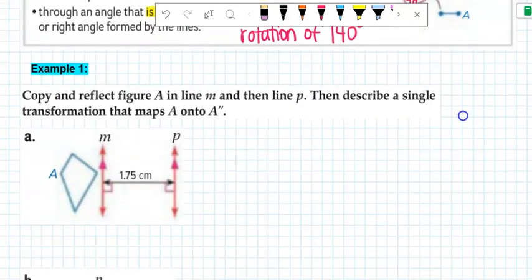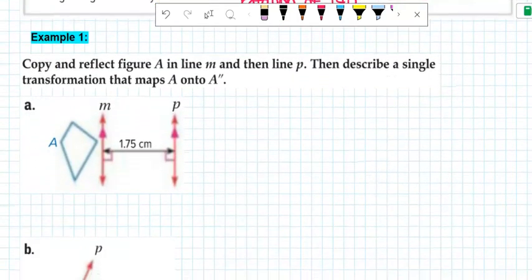Okay, so let's do a little bit of practice here with actual values. Okay, so it says copy and reflect figure A in line M, then line P. Then describe a single transformation that goes from A onto A double prime. So it's asking from the very beginning to the very end. So we're going to do our best. I know we're not going to copy these perfectly down, and that's okay. But do our best to just reflect it. So obviously this corner here is going to be close. Maybe it goes up like this. And that's, oh no, I just erased it. Not as steep there.